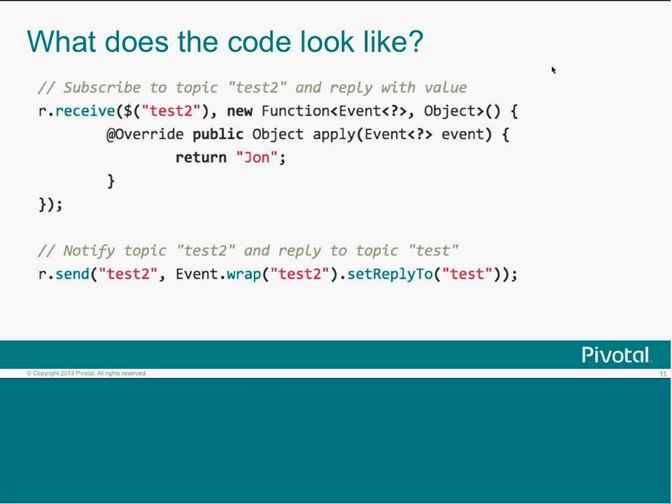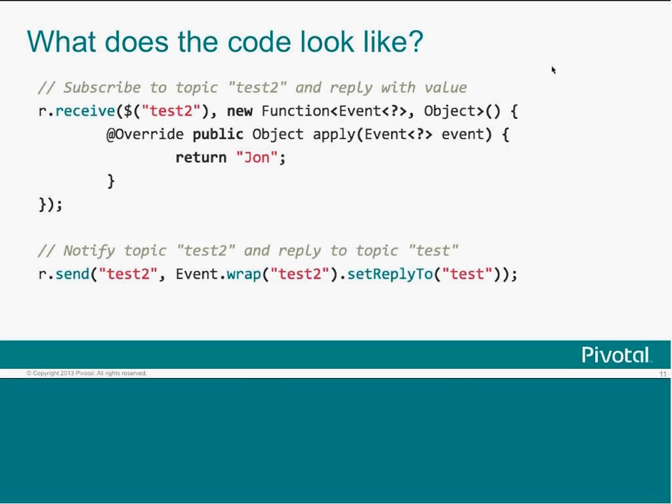So when we publish this event in the send method, so we say send and then test2, that will match our topic so that it goes into the function, we say set reply to test. And so we had that from the previous slide, a subscriber on test, and so what we want to do is publish into this function, do work, and then whatever comes back out of this function, send on to the notification key test. And so that's a way to do request reply asynchronously.